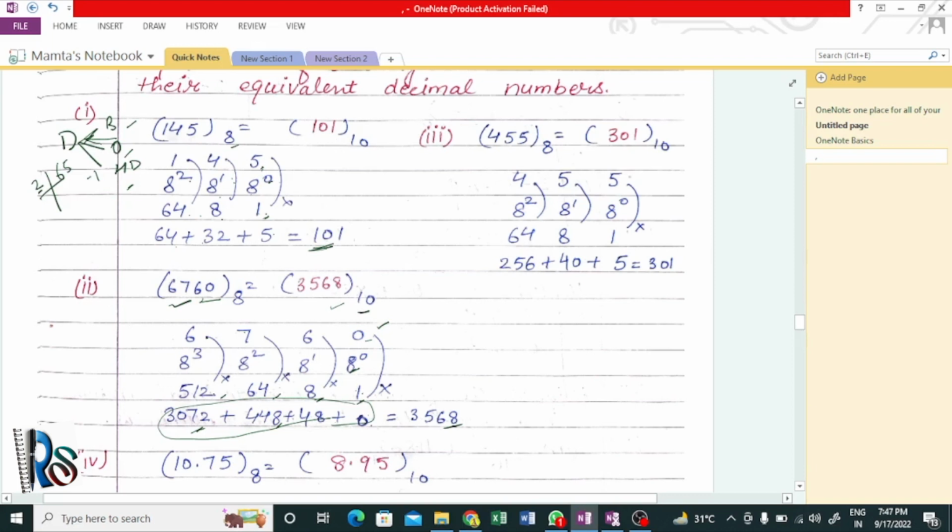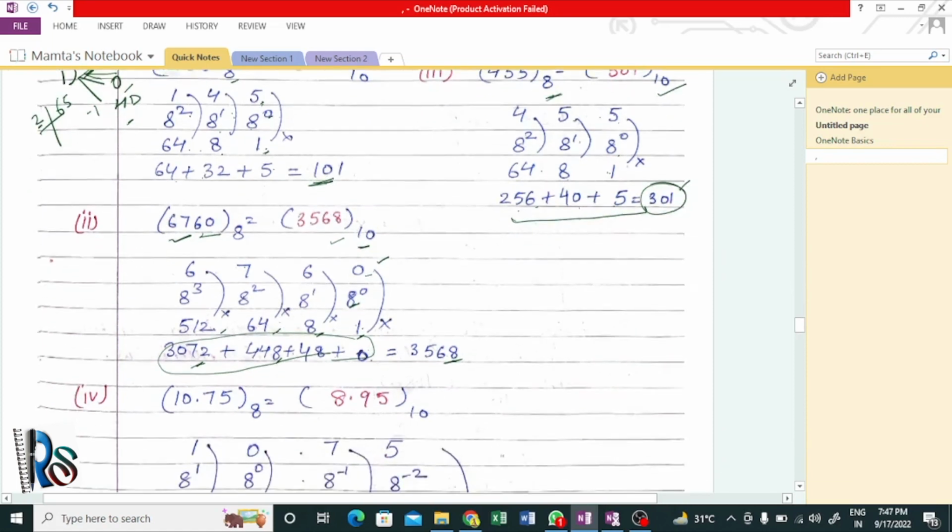The next part is 455. This is the octal number and we need to convert it into decimal. So here we have written 455 and then the powers of 8, and we have calculated them. 5 into 1 is 5, 5 into 8 is 40, 4 into 64 is 256, and after adding all these we get 301. This 301 is the equivalent decimal number of the 455 octal number.